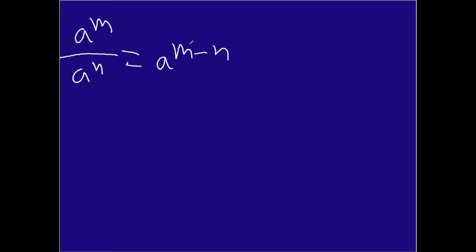So we have a to the m divided by a to the n. Now, when this happens, again, let me clarify, you subtract: you find the difference between the numerator and the denominator, when, and this is important, the numerator is bigger than the denominator.